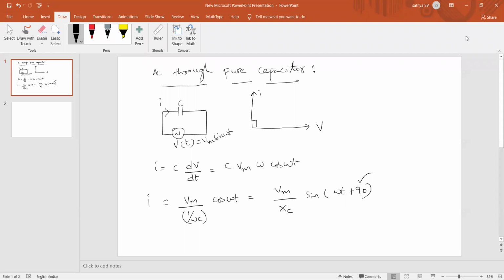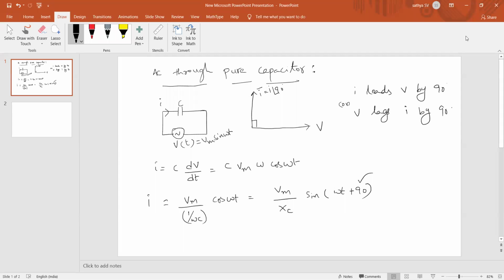Is it clear to all of you? If you take it as a vector, it should be I at an angle of 90 degrees. So what is the conclusion statement for capacitor? V and I are out of phase, and current always leads voltage by some angle phi. Here it is 90 degrees. Similarly, we can also rewrite that as V lags I by 90 degrees.